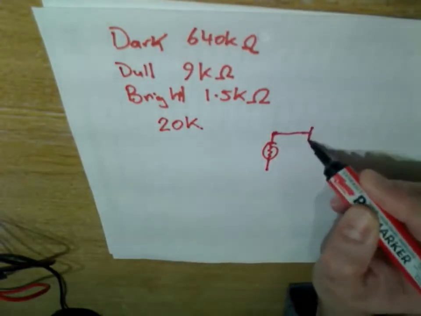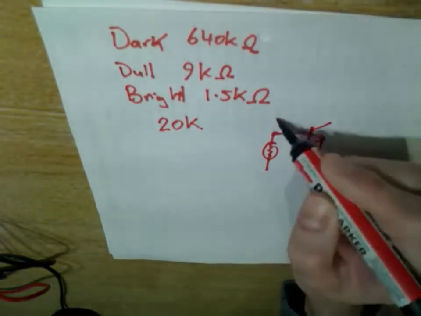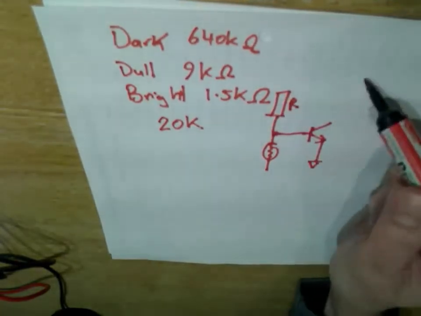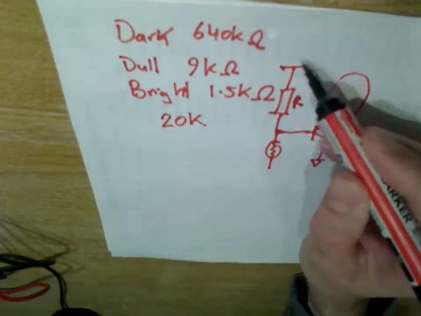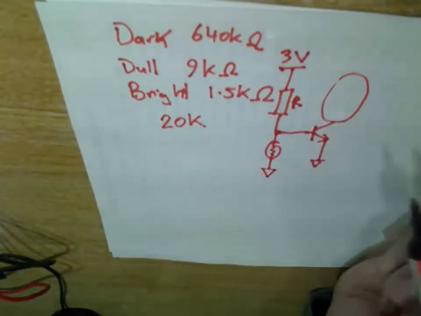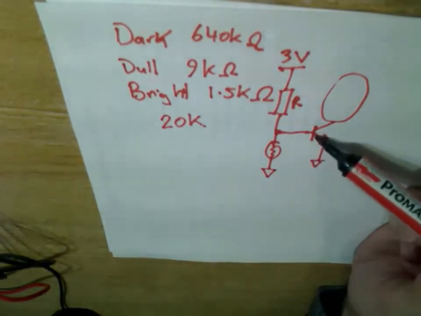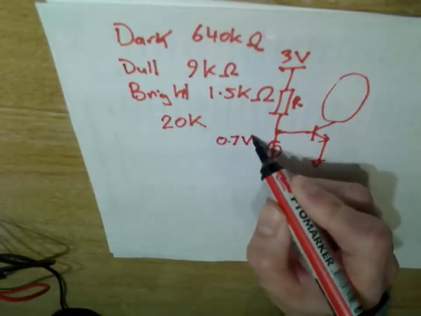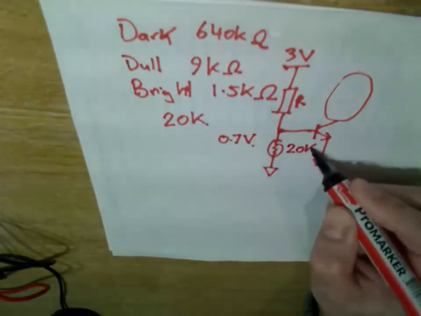I'm going to feed it into a transistor, which will act as a switch. I'm going to have a resistor here. We'll worry about this section a little bit later. This will go to positive voltage of 3 volts, and this goes to the ground. So then the question is, let's assume that the transistor will go on at 0.7 volts, and we know that this will be 20k, for example.